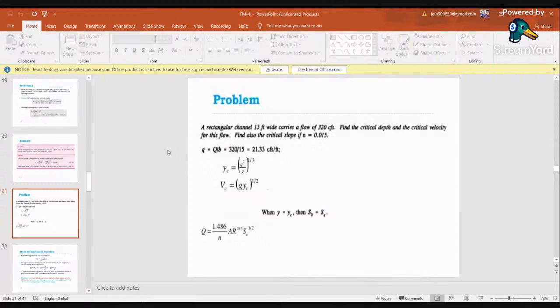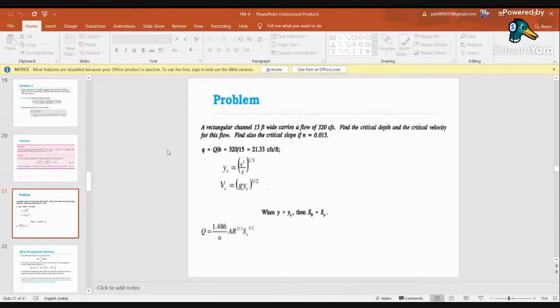Then again here in this problem, a rectangular channel is given with 15 feet width, carries a flow of 350 cfs. Find the critical depth. Critical depth will be again calculated as yc = (q square by g) to the power 1 by 3, and critical velocity will be (g yc) to the power 1 by 2, that is square root of gh. As here we have to take y equals yc, then your slope will be Sc, that is S0 equals Sc. Channel bottom slope will be equal to the energy line slope.